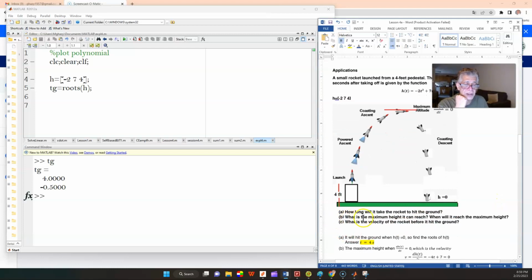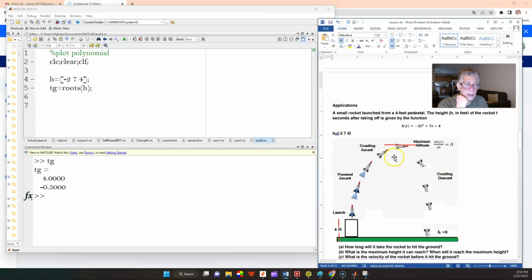The second one: what's the maximum height it can reach? This is the maximum height. So what is this height? The value of the height. We know that it reaches the maximum height when the velocity is equal to 0, and the velocity equals the first derivative of the vertical displacement. So now I want to find dh by dt first and then make it equal to 0. When I do that, it will give me the time that it reaches the maximum height, right?